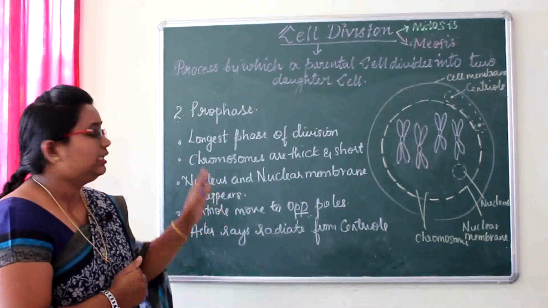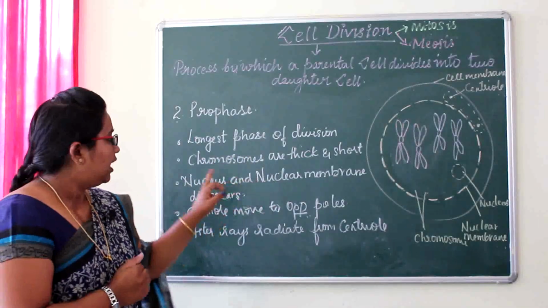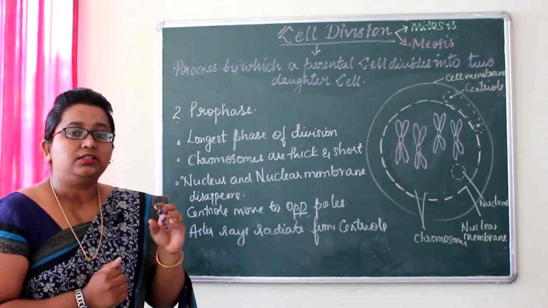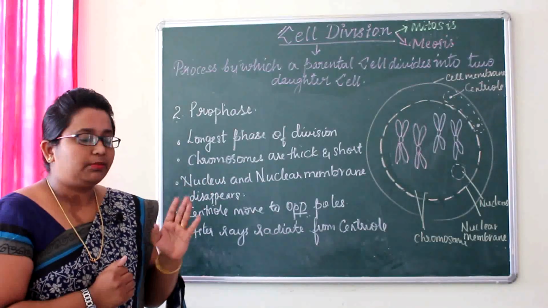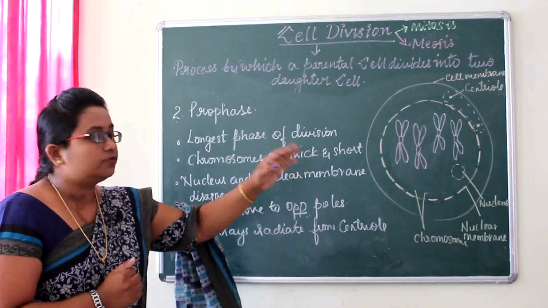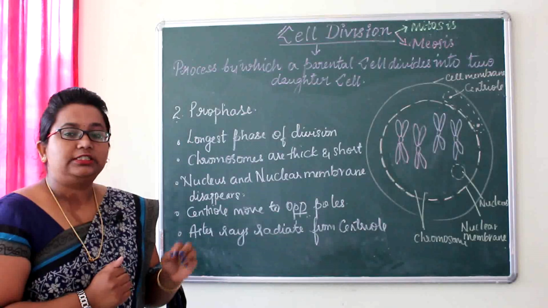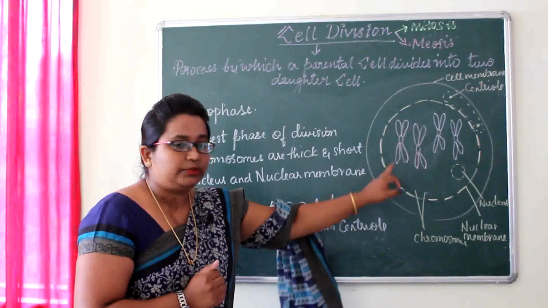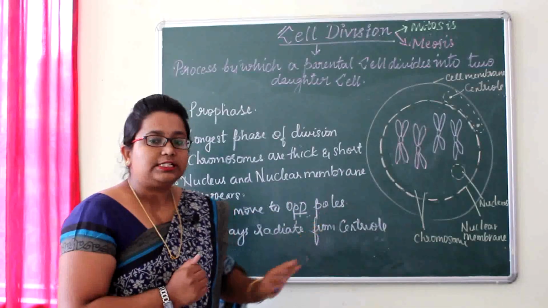Now we will know about the prophase. Under prophase, it is the longest stage of division, and the chromosomes become thick and short. In the interphase, we have seen that chromosomes are thread-like structures, but coming to the prophase, the chromosomes become thick and short. The nucleus and nuclear membrane start to disappear. They were prominent in interphase, but in prophase, they start to disappear.